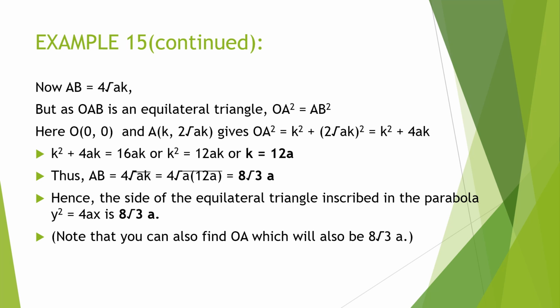AB square is the square of 4 root ak, meaning 16ak. So k square is equal to 12ak, or solving it we get k equal to 12a. Now we have got the value of k as 12a. This value you can either put in AB or you can also put in OA. You will be getting the length of the side. AB is 4 root ak. In that you put k equal to 12a. You get it as 8 root 3 a. All the three sides are equal. Hence the side of the equilateral triangle inscribed in the parabola will be 8 root 3 a.